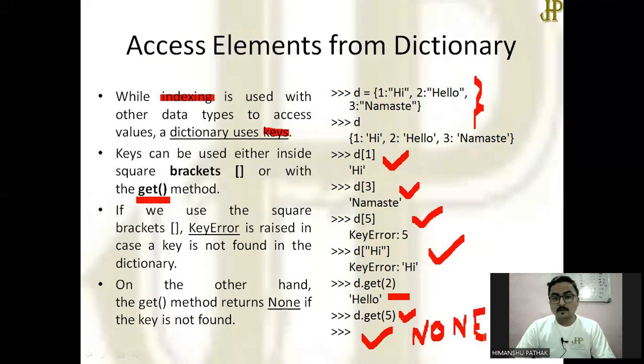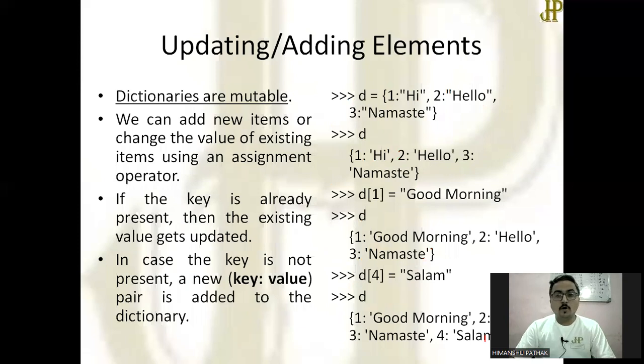Okay, so this is the difference when you are using bracket and when you are using get method. Now moving on further, how to update or add elements. As we know that dictionaries are mutable, so we can add new items as well as we can change the value of the existing item too. So how? In this case, D dictionary is created.